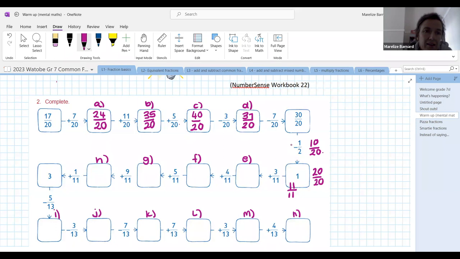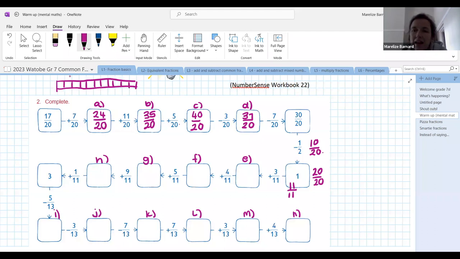Let me see if I can do it here. 1, 2, 3, 4, 5, 6, 7, 8, 9, 10, 11. I actually drew it perfectly. It's not very straight, but that's a whole, right? And if I divide it into 11ths, it will be made up of 11 11ths.